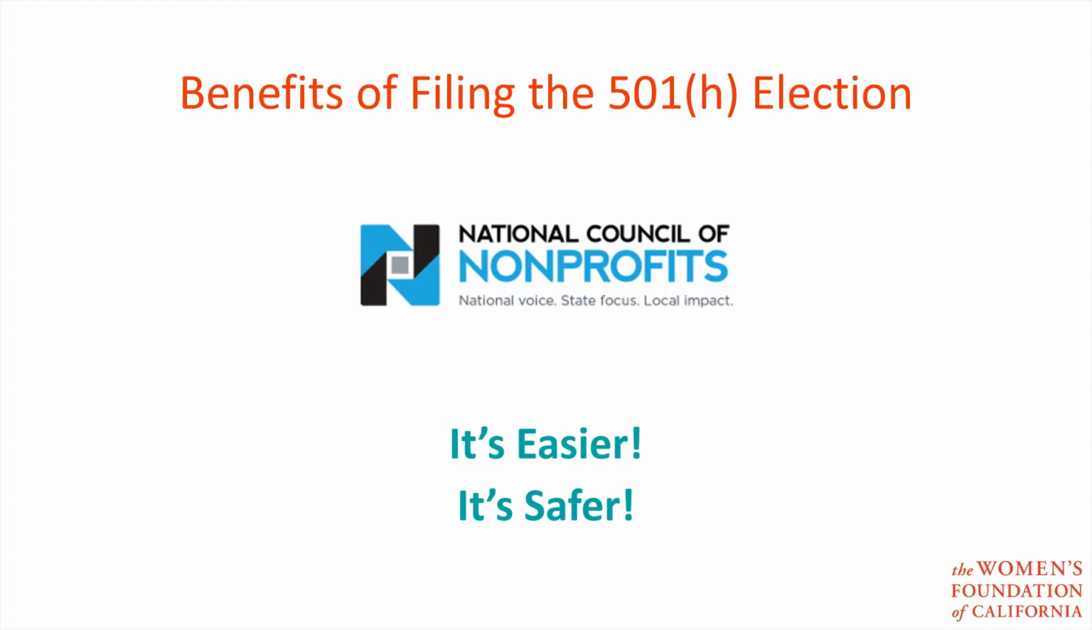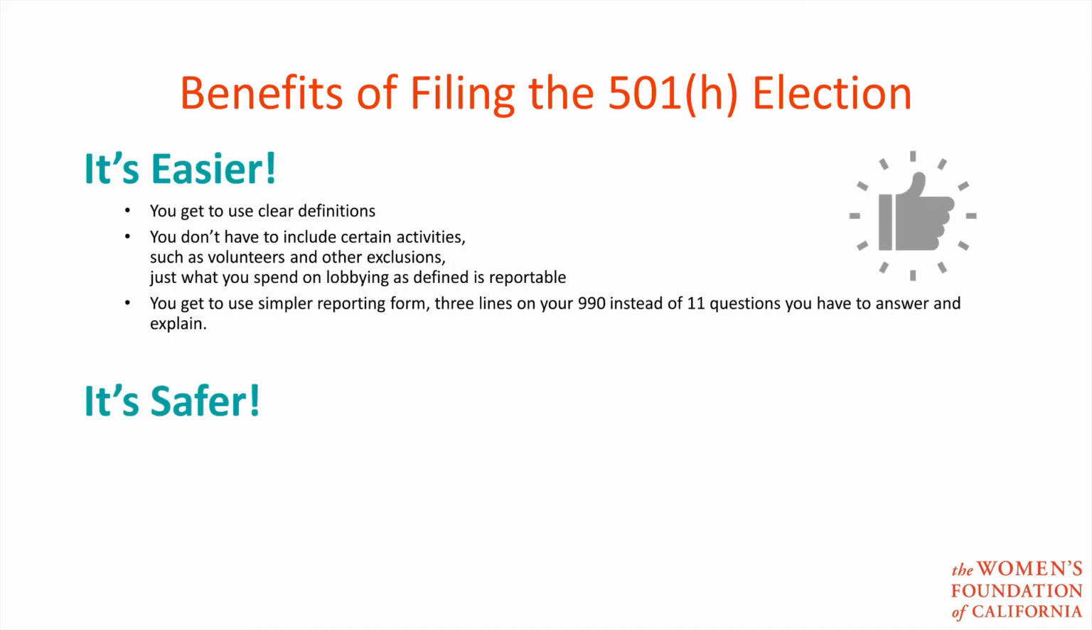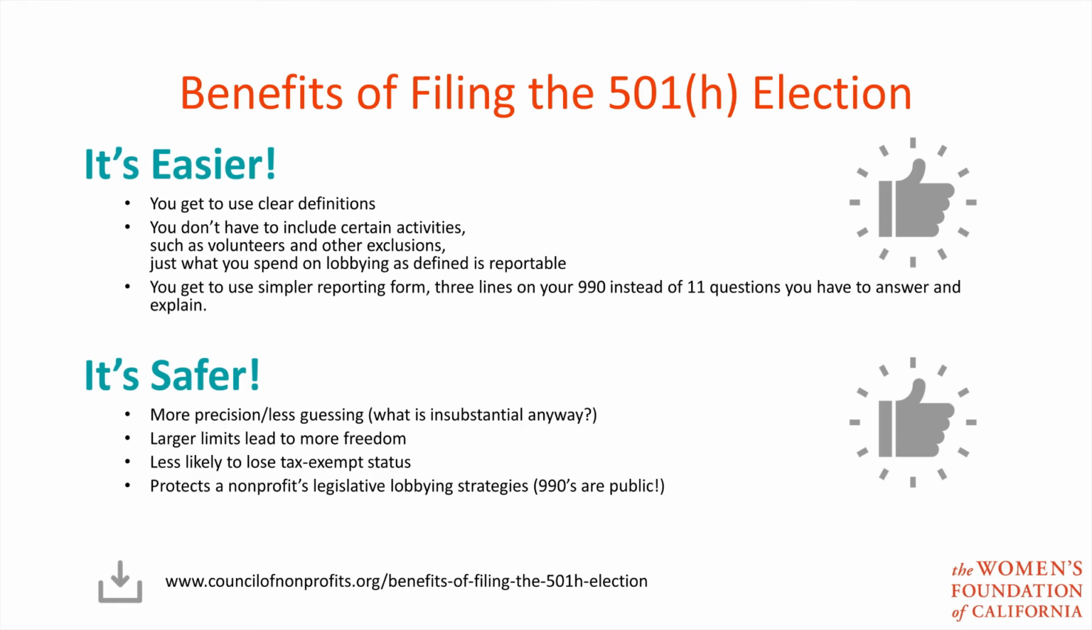The Council of Nonprofits says lobbying under the 501H expenditures test is easier and safer. It's easier because you get clear definitions, you don't have to include activities like volunteers, and there's a simpler part of your federal 990 for you to record your lobbying expenses. It's safer because you get clear percentages to figure out your lobbying limit, and you're less likely to lose your tax-exempt status.